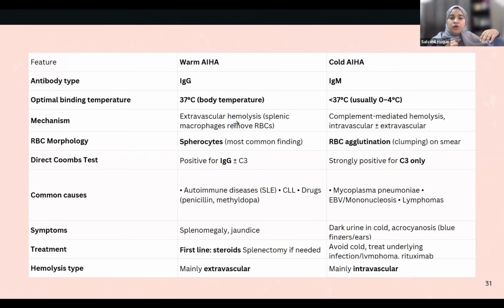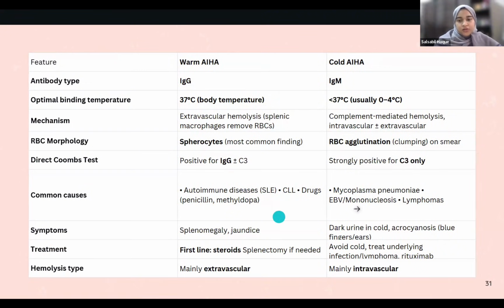Okay, so here you see more spherocytes and more extravascular hemolysis, so jaundice, hepatosplenomegaly, whereas here it's going to be complement-mediated intravascular hemolysis. And you see RBC agglutination because the problem is inside the vessels. So this is going to be strongly positive for IgG, and this is strongly positive for complements such as C3. And common causes, as you mentioned, SLE is going to be a common cause for warm hemolytic anemia, whereas for cold hemolytic anemia, it's going to be mycoplasma and EBV.